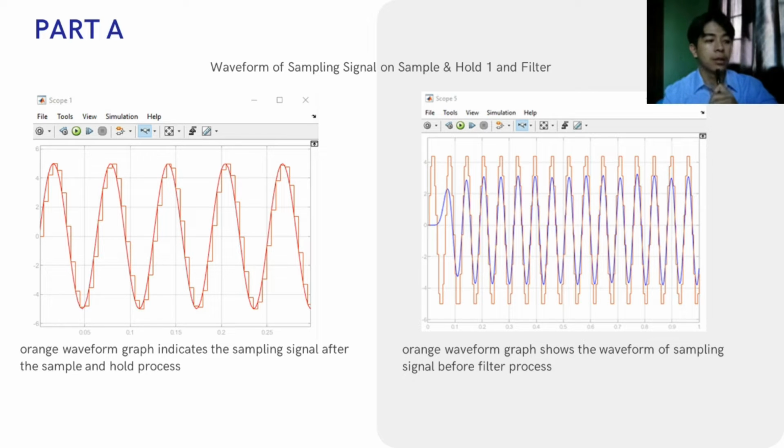Next, this is the waveform of the sampling signal on sample and hold and filter. So basically on the left side we can see that the orange waveform graph shows the sampling signal after the sample and hold process, and compared to the right side, the orange waveform graph shows the waveform of the sampling signal before the filter process.